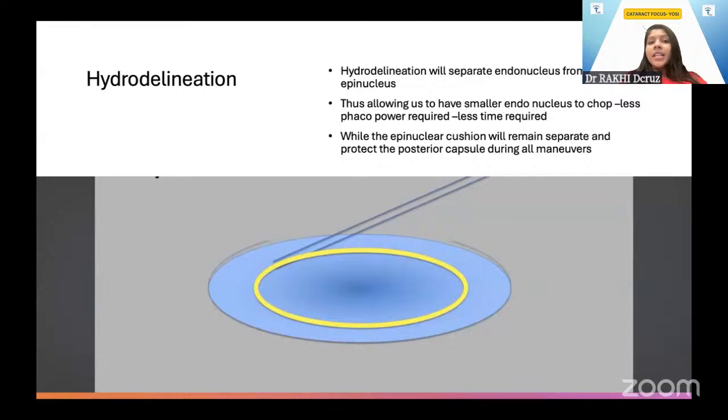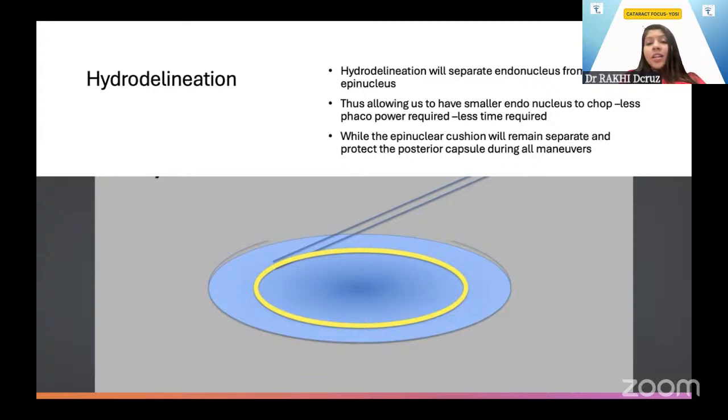Coming to hydrodelineation, this means you are separating the endonucleus from the epinucleus. This process allows us to have a smaller endonucleus, which is easy to chop, needs less phaco power, and less time. The epinuclear cushion remains separate and protects the posterior capsule during all maneuvers. So hydrodelineation is like a savior when it comes to softer cataracts.